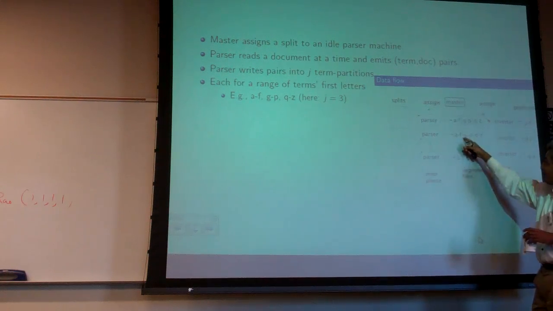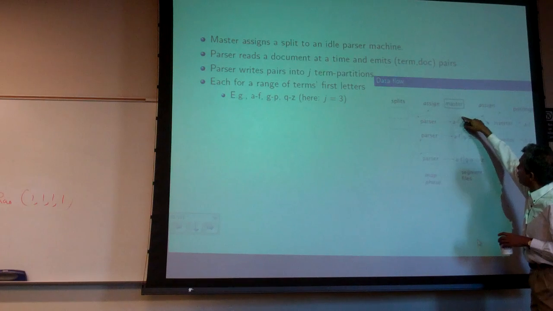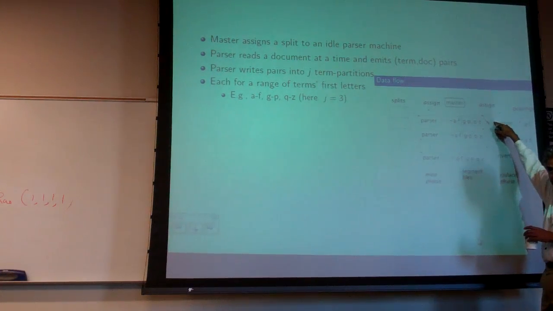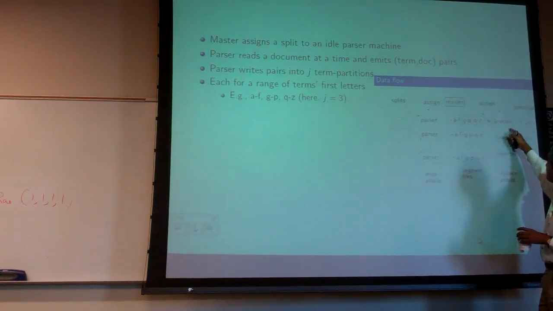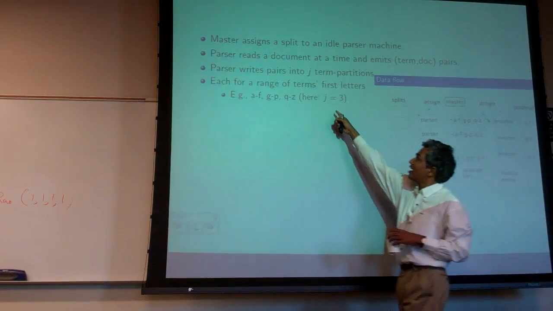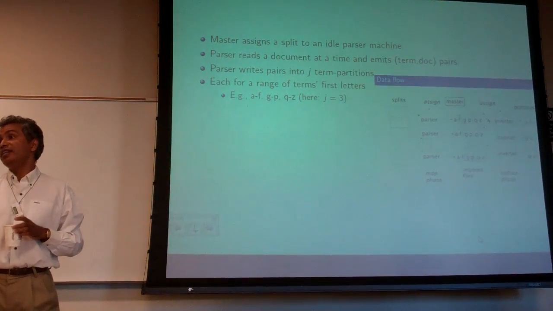Now, having done this, what the inverter needs to do is take all the A to F buckets of all the machines and then invert them. And so you only need as many inverters as there are these partitions. So if I put J equal to 3, that means I only need three inverters.